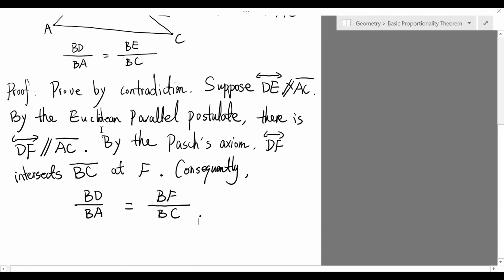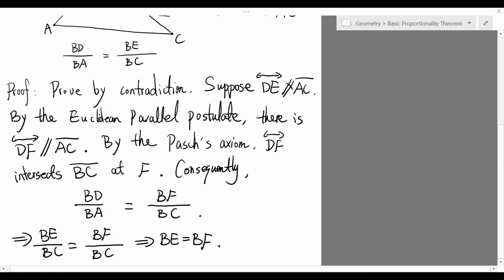That is, we conclude that BE over BC is the same as BF over BC, since both of them are equal to BD over BA. Now, what we have on the left-hand side is a quotient with BC as a denominator, while the quotient on the right-hand side also has BC as a denominator. Therefore, we must have the numerators being the same.